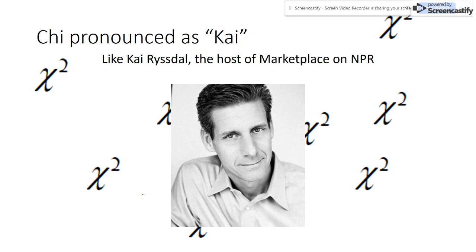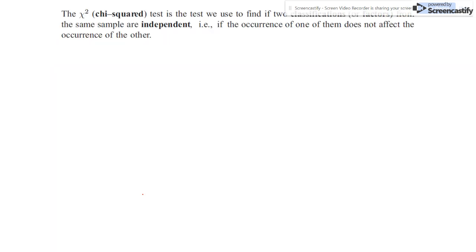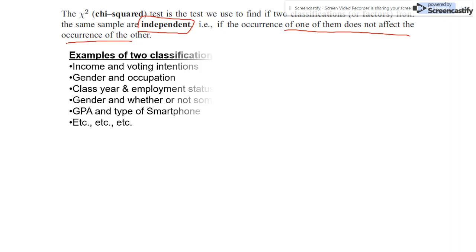Okay, so the chi-squared test of independence. This is a test we use to see if two things are independent, if the occurrence of one of them does not affect the other. So independence: one thing does not affect the occurrence of the other.